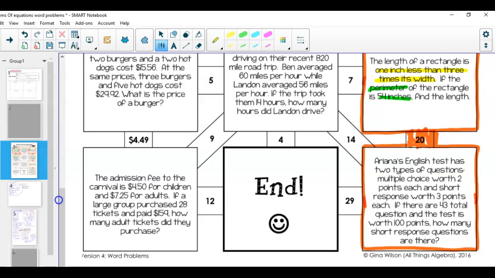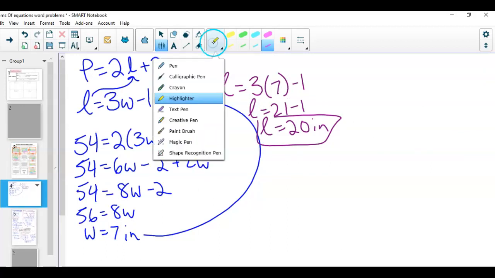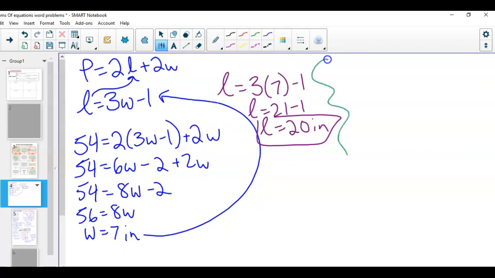Okay, for this one, Ariana's English test has 2 types of questions. Multiple choice questions are worth 2 points. Short response questions are worth 3 points. And then we know that there are 43 questions total, and the test is worth 100 points. We're trying to figure out how many short response questions there are. So the things we don't know are how many multiple choice questions there are, and how many short response questions there are. So those are going to be my variables.